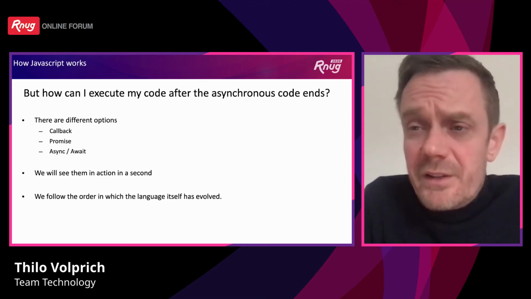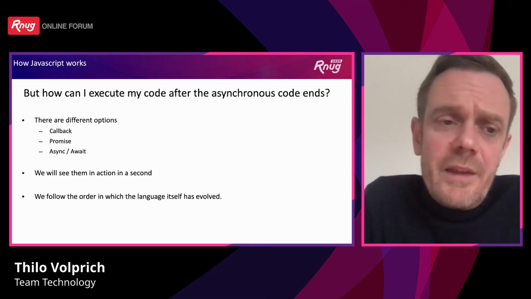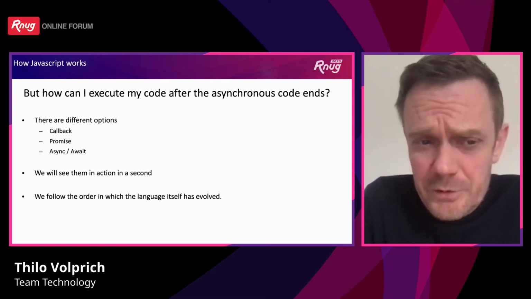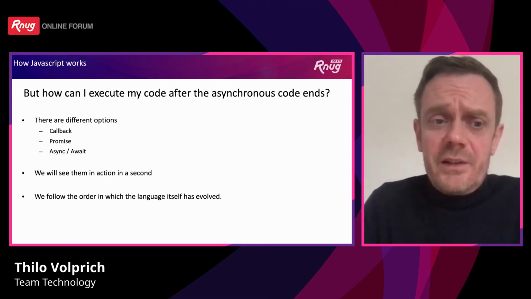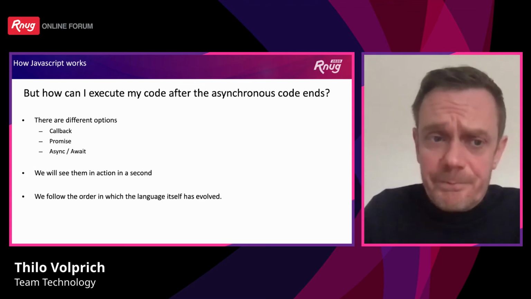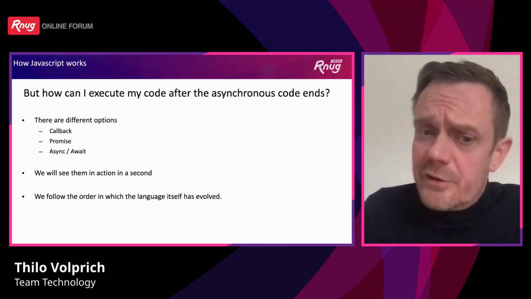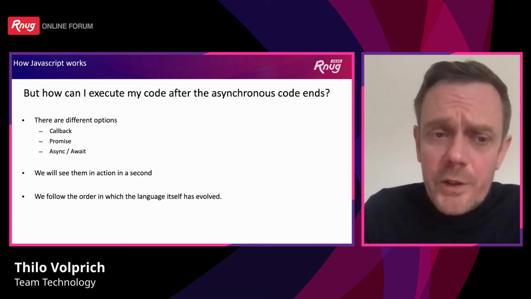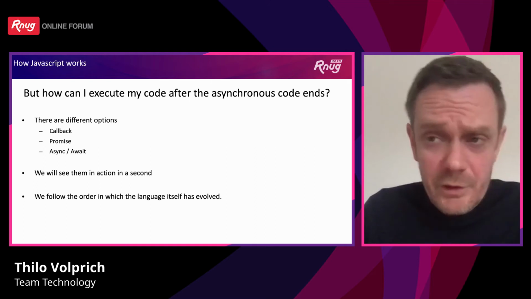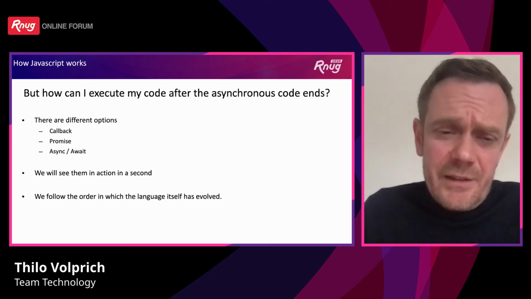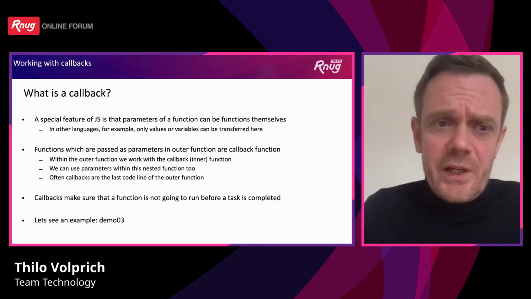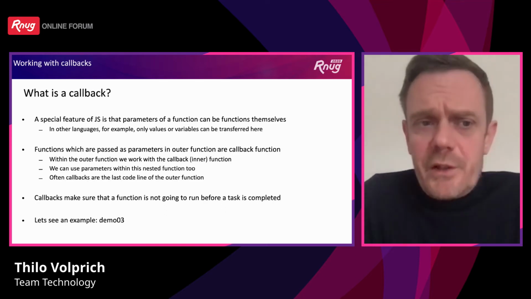So JavaScript started with callbacks. Then in 2000-something, I don't know, we got promises. And the newest change is we get async and await. So I just want to make sure that you understand how the code works and how you can escape the callback hell, because this is old code and it's hard to understand. So we start. What is a callback?